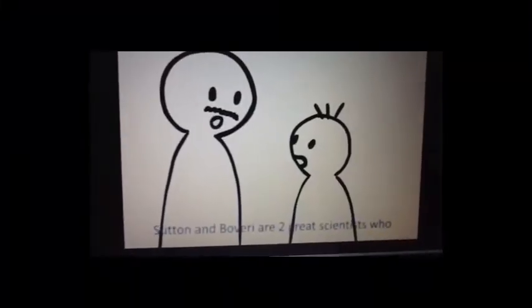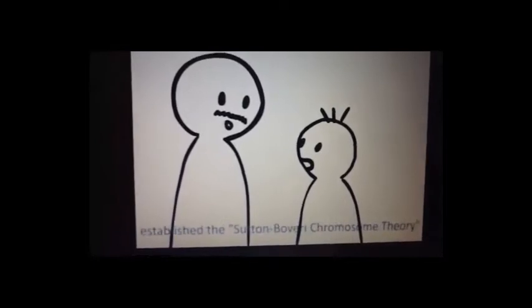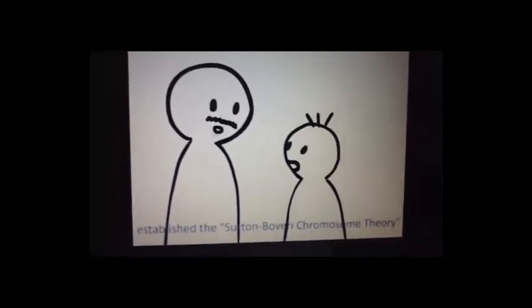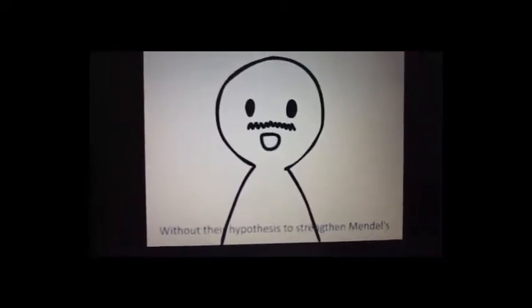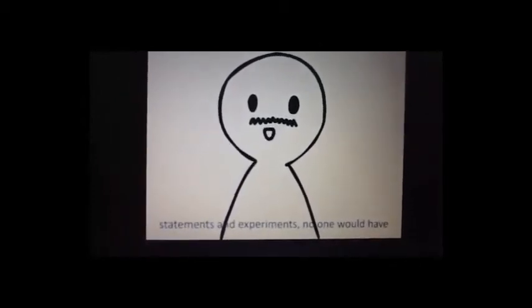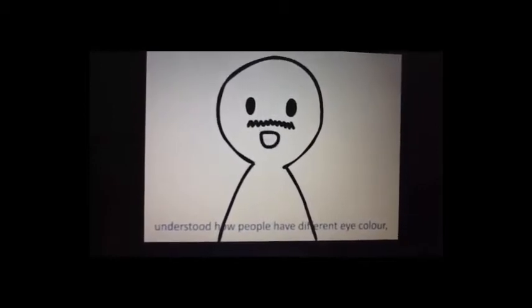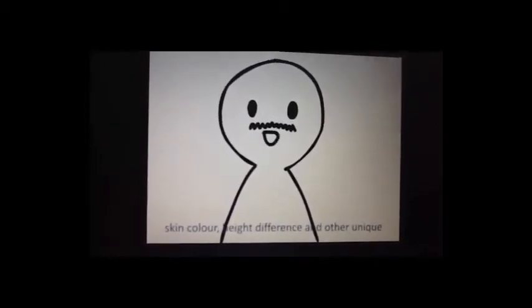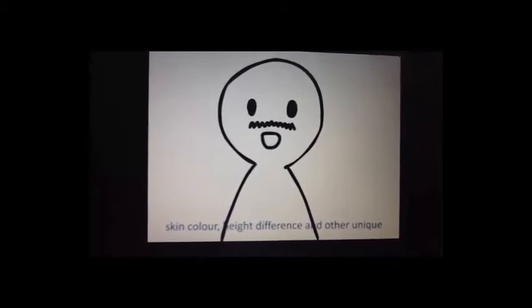Sutton and Boveri are two Greek scientists who established the Sutton-Boveri chromosome theory. Without their hypothesis to strengthen Mendel's statements and experiments, no one would have understood how people have different eye color, skin color, height difference, and other unique features.